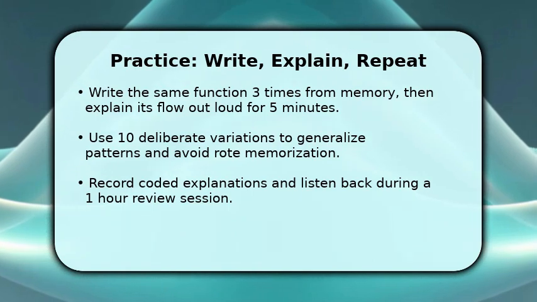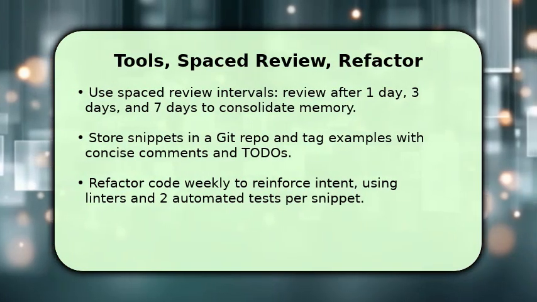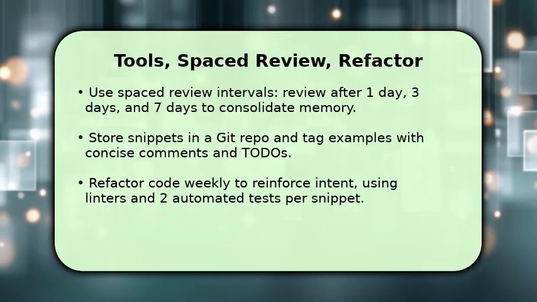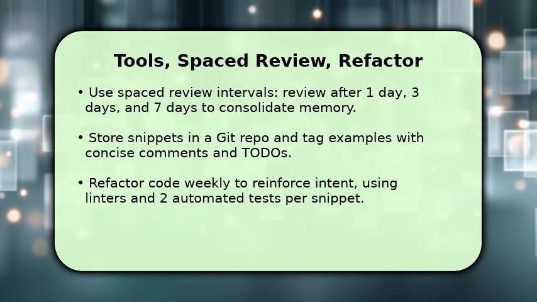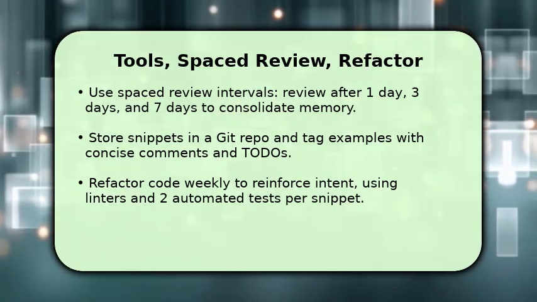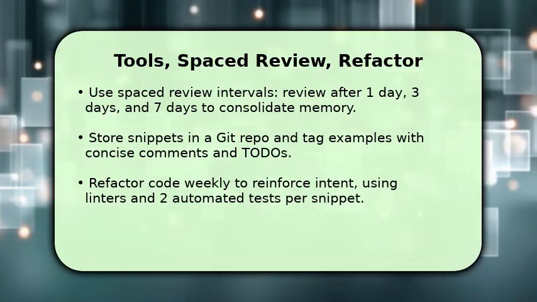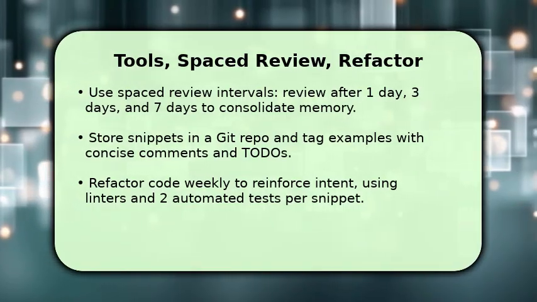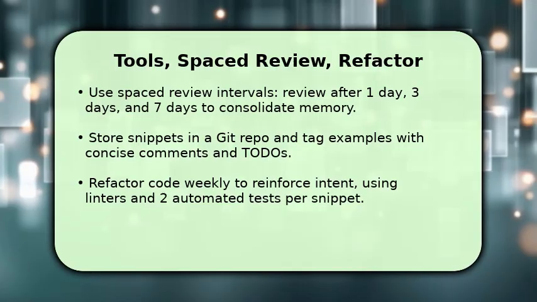Adopt tools and a schedule. Save snippets in a Git repository, add concise comments and a to-do explaining intent, and attach 2 automated tests per snippet. Employ spaced review. Revisit code after 1 day, then 3 days, then 7 days, extending intervals as recall improves.